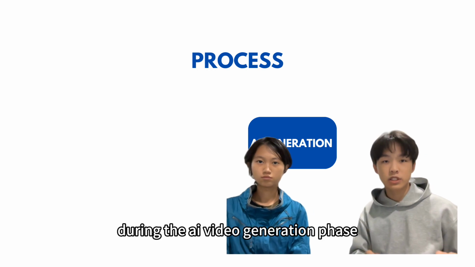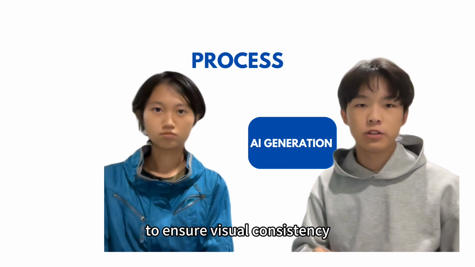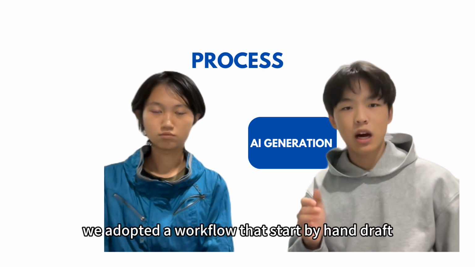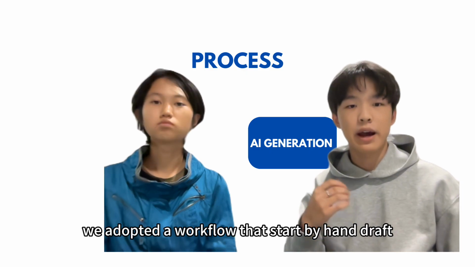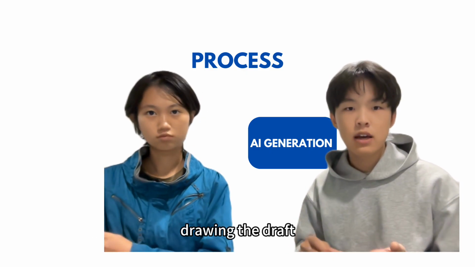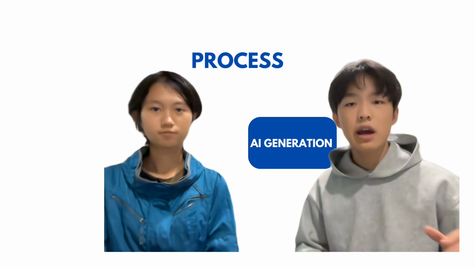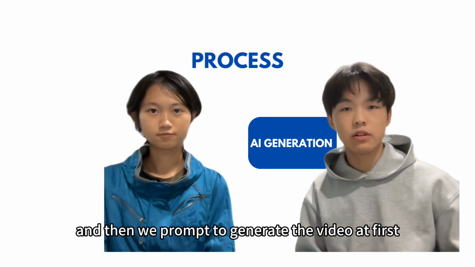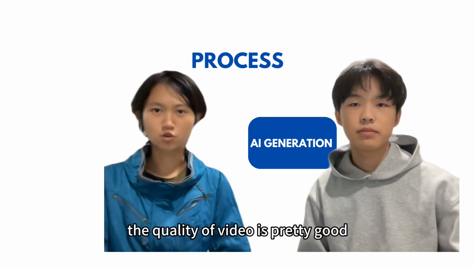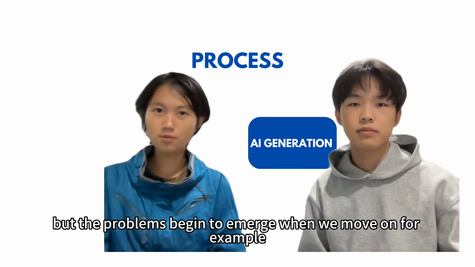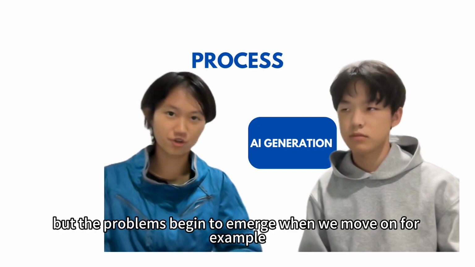During the AI video generation phase, to ensure visual consistency, we adopted a workflow that starts by hand drawing the draft, then uses Sora 2 with the hand-drawn drafts, and then we prompt it to generate the video. At first, the quality of the video is pretty good, but problems begin to emerge as we move on.